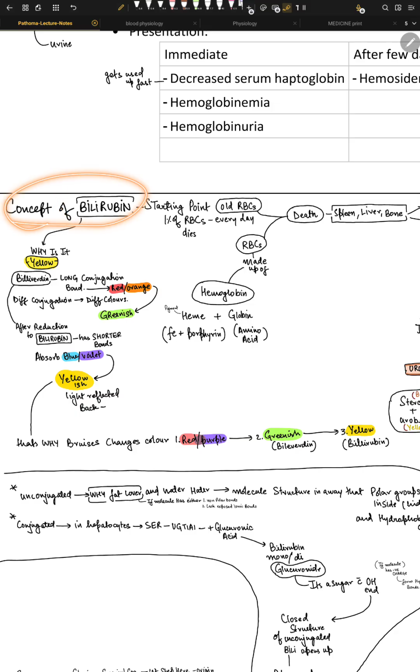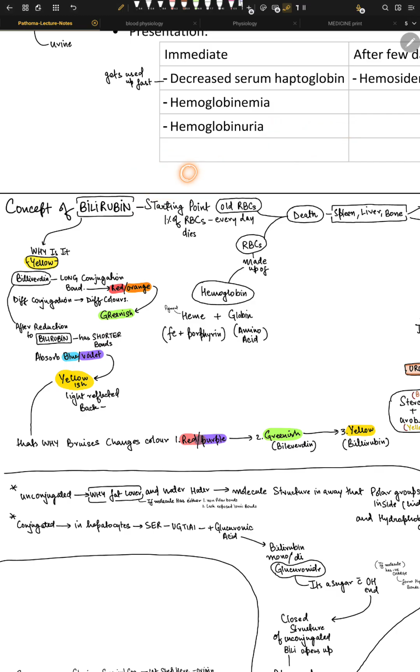So the concept of bilirubin starts with lysis of RBCs, right? RBCs are the red blood cells of our blood. They carry oxygen. That's their primary function. They are anucleated. They don't have any nucleus. It means they cannot produce daughter cells, because they are anucleated.